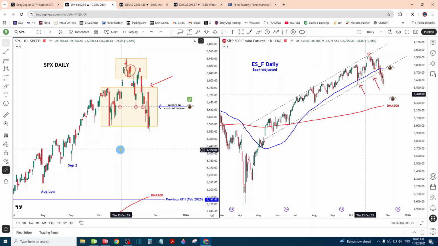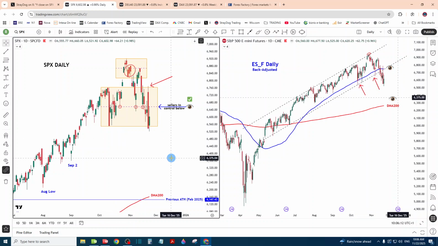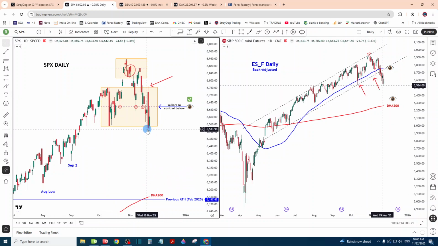Now what can happen here? What are the scenarios for the S&P? And similar ones obviously are going to be on Nasdaq. You see that this balance wasn't really broken. Market closed below. Then on Friday they made a lower low, but closed back inside. So this is a marginal lower low.